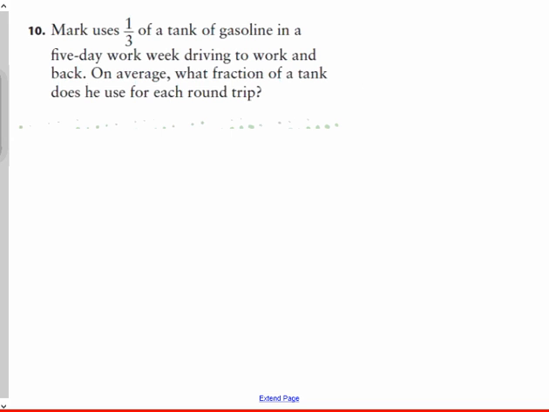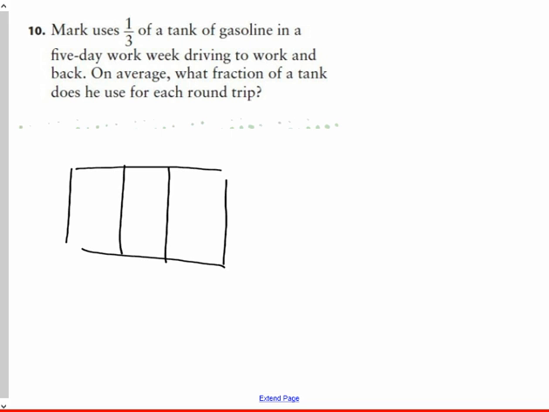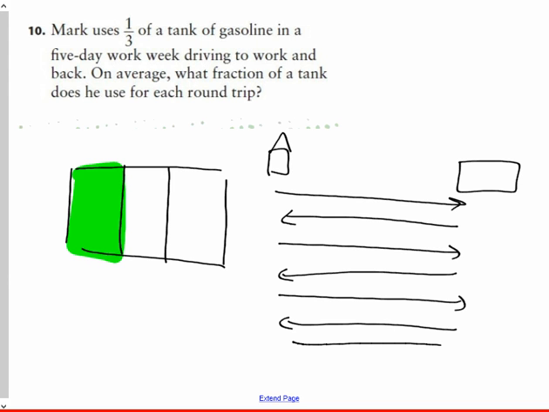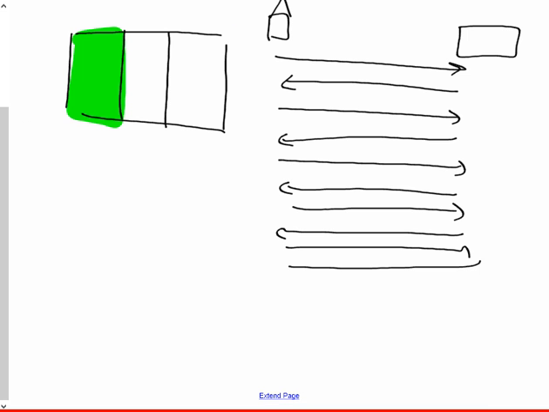Our next question, question 10, it says Mark uses 1/3 a tank of gasoline in a 5-day work week. So we're going to draw Mark's gas tank. Oh, it's a rectangle. Everything is rectangles in my world. And this is how much of his gas tank Mark uses for a 5-day work week, driving to work and back from work. So on Monday, this is Mark's house. This is Mark's work. Mark drives to work and then he drives back. That's on Monday. Tuesday, Wednesday, Thursday, and Friday.